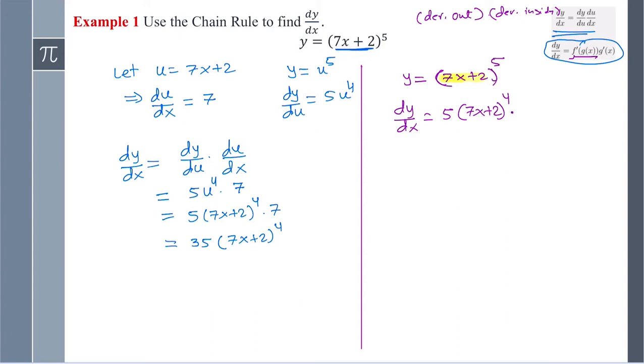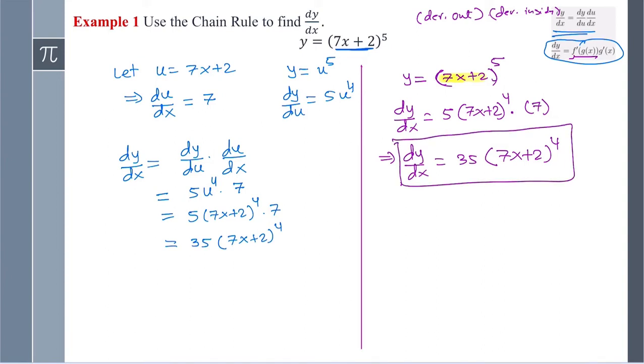Our inside function is 7x plus 2, and we know the derivative of 7x plus 2 is just 7. Now if you multiply 5 and 7, that gives us dy over dx equals 35 times 7x plus 2 to the fourth, and that is the derivative. So this one is a little bit shorter in terms of doing it. So we'll basically use the second one. We'll not use the first one, but they are equivalent. Okay, so let's look at another example.